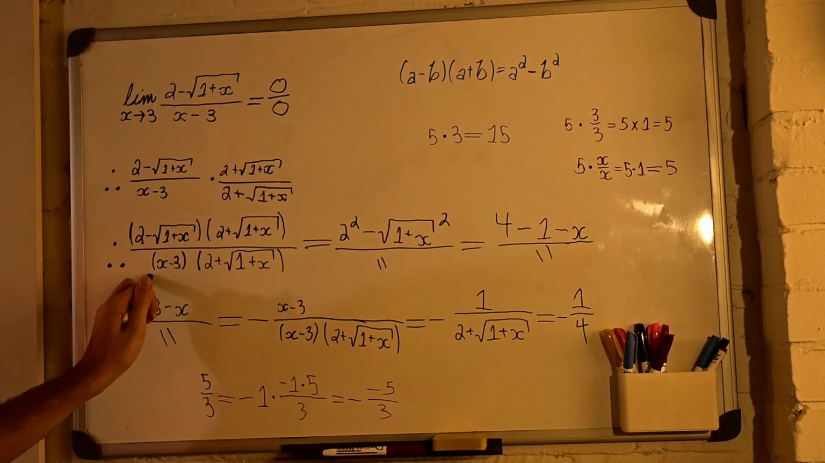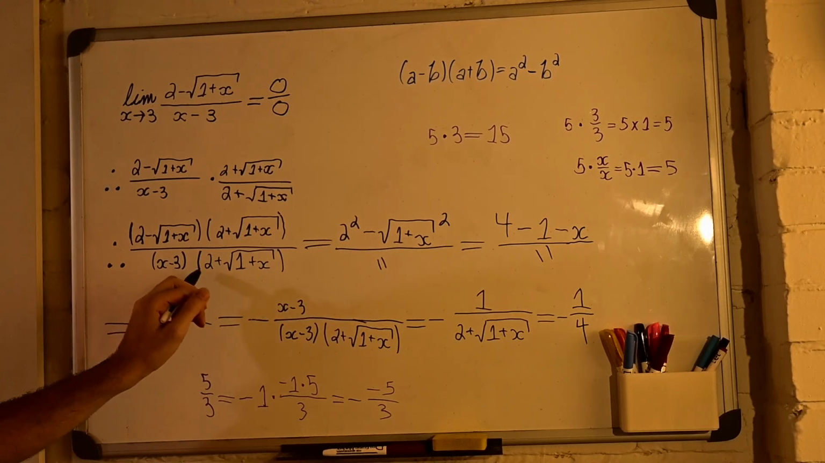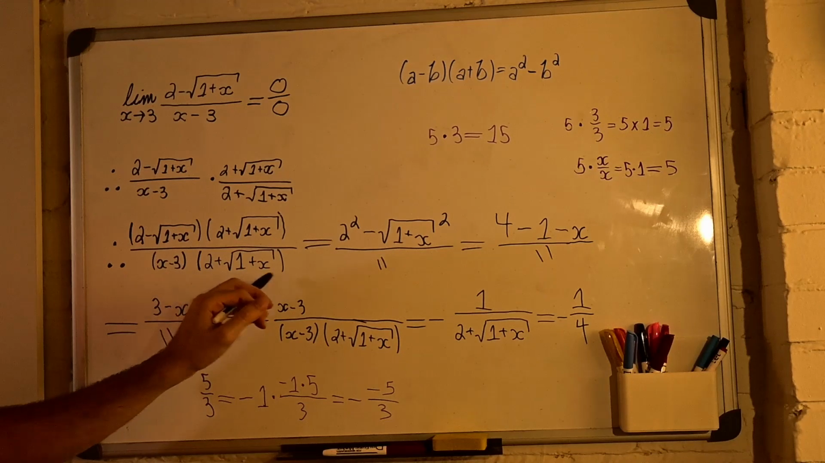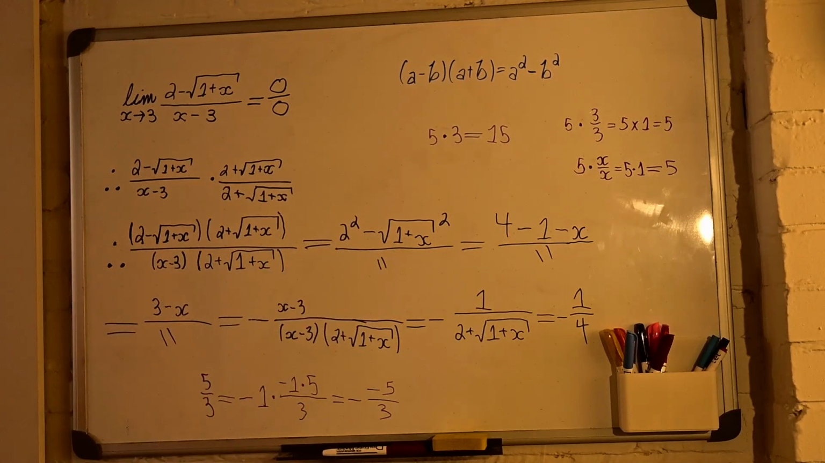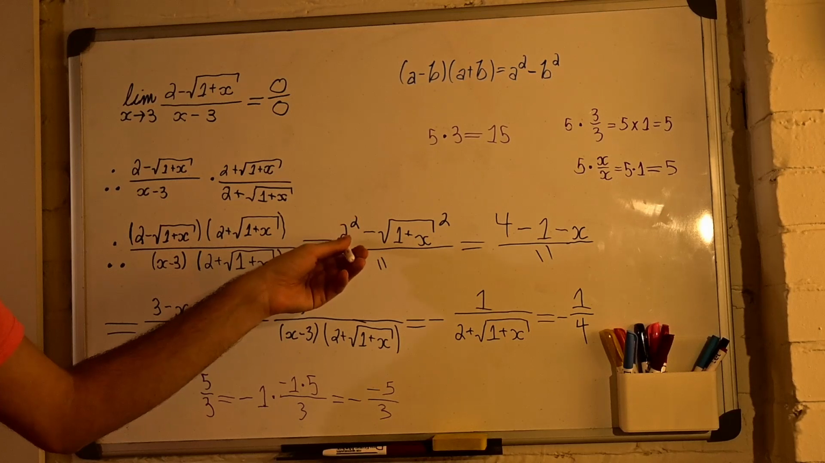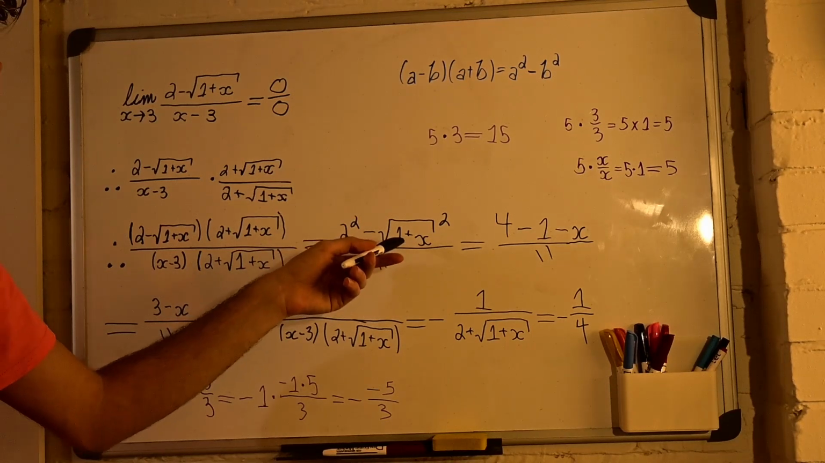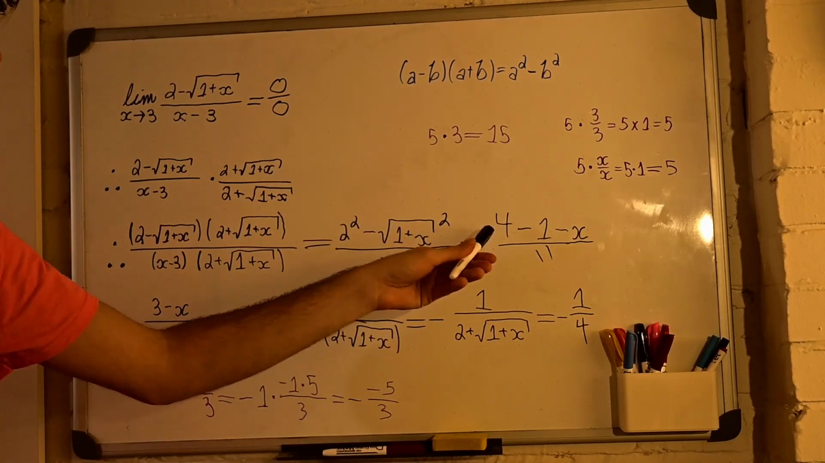So basically here we have x minus 3 times 2 plus the square root of 1 plus x. This means the same thing. I didn't want to rewrite it to save time, so you just put this little symbol. It's pretty helpful. So we have 2 squared minus the square root of 1 plus x, squared. 2 squared is just 4.